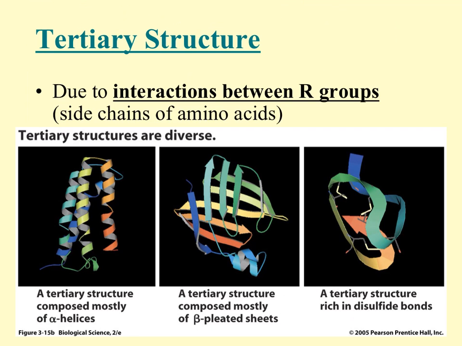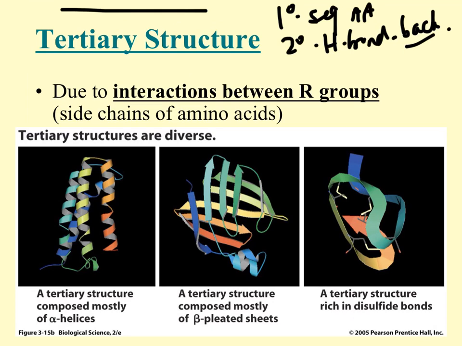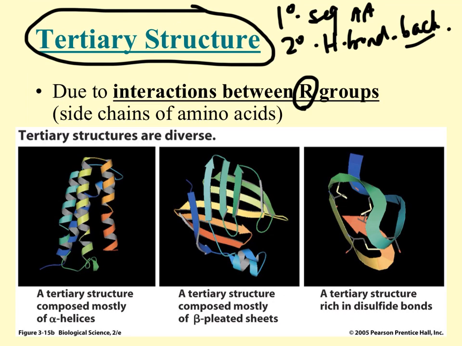Tertiary structure. Remember I told you there are 4 levels of structure. The primary structure is just the sequence of amino acids. The secondary structure is due to hydrogen bonding on the backbone. Tertiary structure is then really directed by the different R groups on each amino acid. Remember, you have some R groups that are hydrophobic. You have some that are polar without a charge. You have some that are polar that are charged.